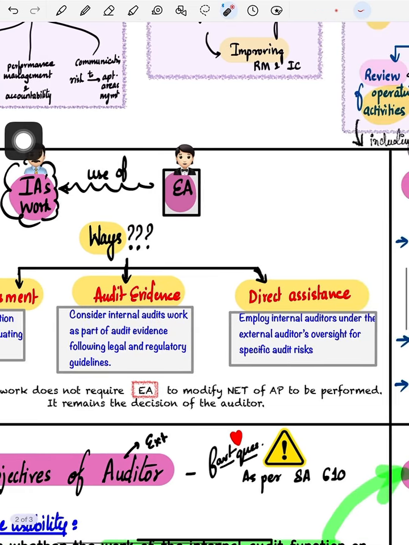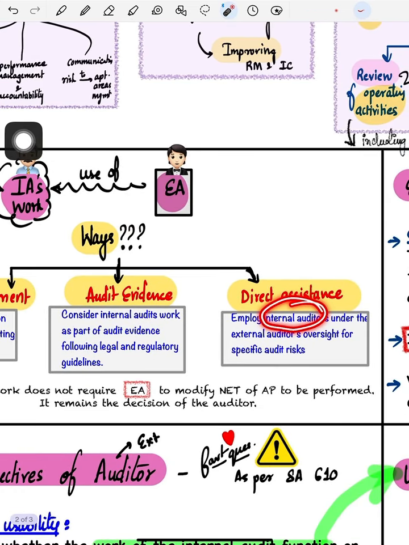Then he can also employ internal auditors under the external auditor. The external auditor can employ internal auditors under his oversight. So he can take direct assistance. He can give direct assistance to them and obtain information from them.